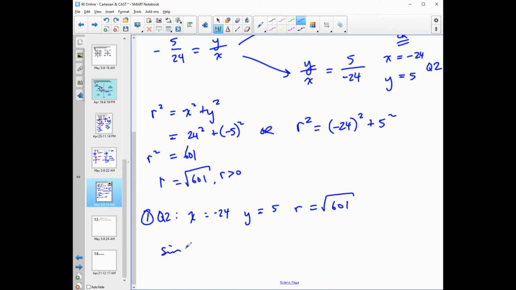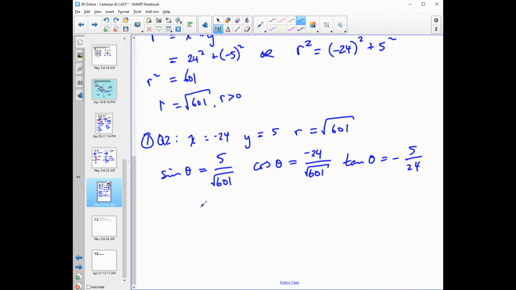So the sine of theta is equal to y over r. That's 5 over the square root of 601. The cosine of theta is equal to x over r, which is -24 over the square root of 601. The tangent of theta is y over x. We actually already know that. That's -5 over 24. That was given to us in the beginning.